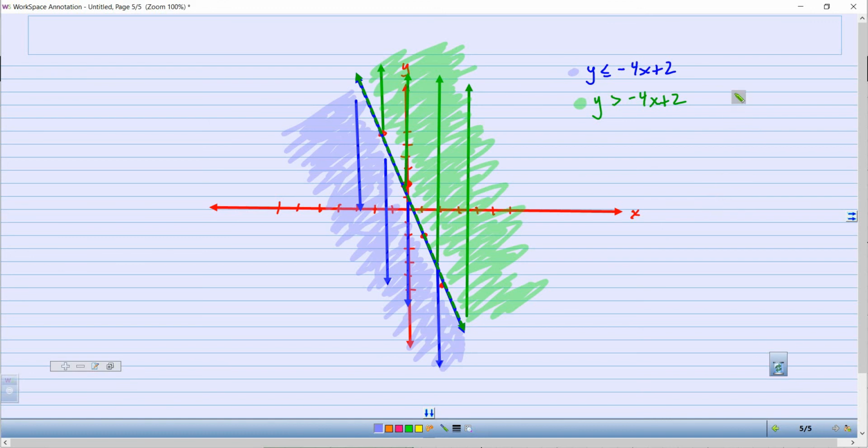So graph the line. All right, we originally graphed the line y equals negative 4x plus 2 in slope-intercept form. When it's less than, you go down. All right, when it's greater than, you go up. All right, if it's not equal to, it's a dashed line. If it is equal to, it's a solid line. All right, and that is how you graph a linear inequality in slope-intercept form.